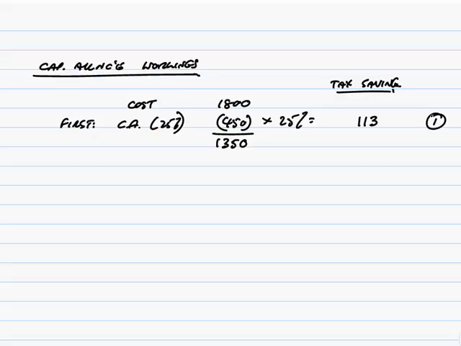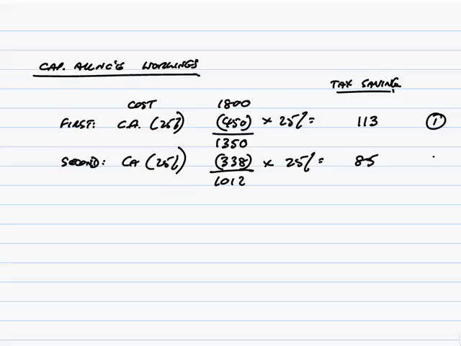Let me remind you, for the first 4, it will be reducing balance. So the second computation, it'll be 25% of 1350, which is 338. Bringing us down to 1012. The tax saving, 25% of the allowance, is 85. It's at time 2, 1 year later.